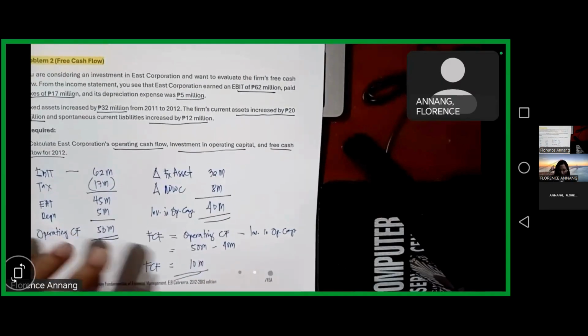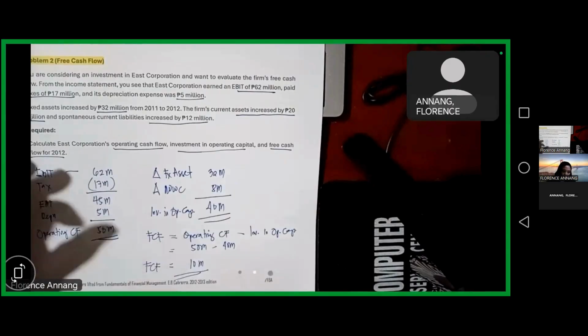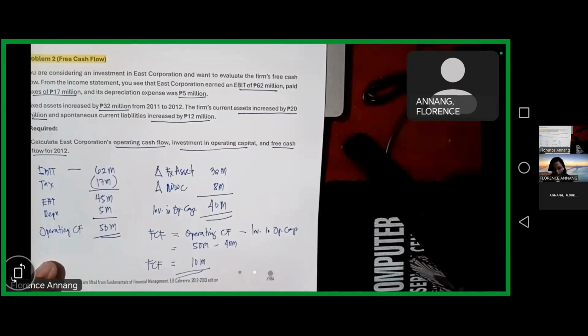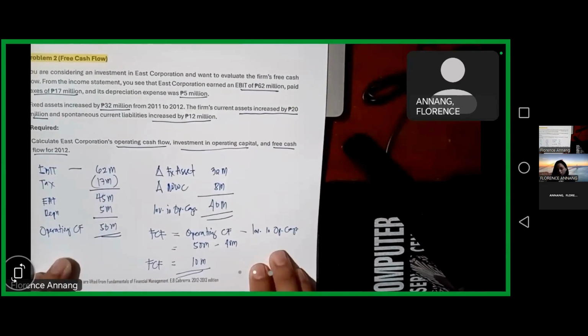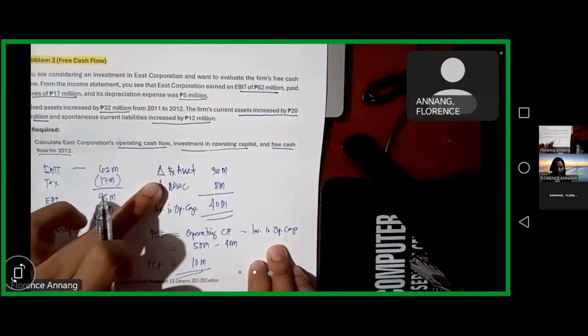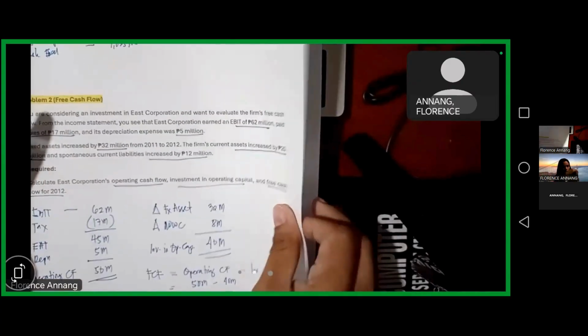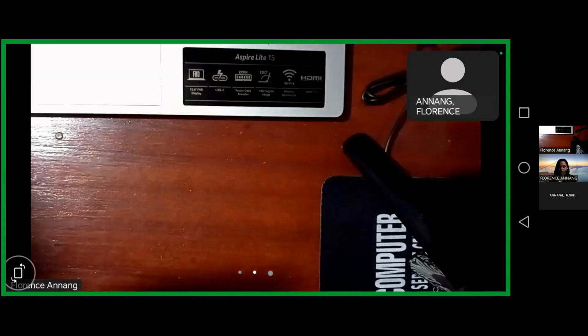Itong ating operating cash flows, just to emphasize, ito yung nagpa-form part ng EBIT times 1 less tax rate plus depreciation. Ayun na yung una nating kinompute. And yung ating investment in operating capital, ito yung ating capex plus change in NOWC na siya rin ginawa natin dito. So, we move to problem number 3.